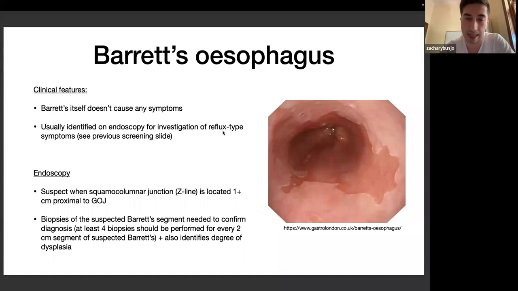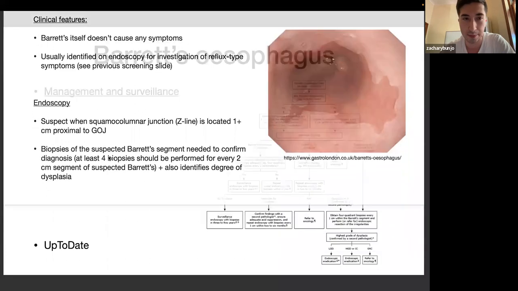Whilst that's a pretty classic appearance, the diagnosis of Barrett's is confirmed with histology and biopsies. So if something like this is seen, at least 4 biopsies should be performed for every 2 centimetre segment around the quadrants of the esophagus. And not only does that confirm the diagnosis of Barrett's, but it also identifies the degree of dysplasia, which is important from a management perspective.